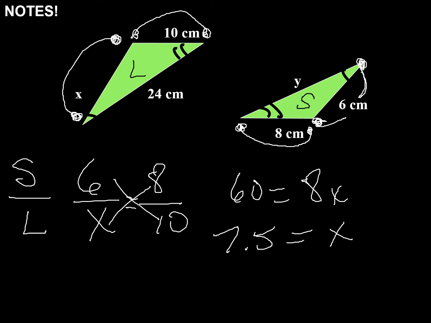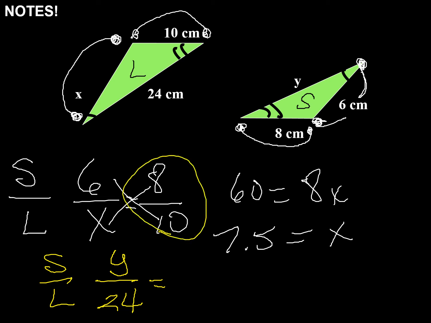All right, so then we still got to find the y. So what we need to do is start over with a new ratio. You're still doing small over large. You want y from the small to go with what's left, 24 from the large. But this time, you don't have anything else. We've already used all 3, but you can use the 8 over the 10 again.